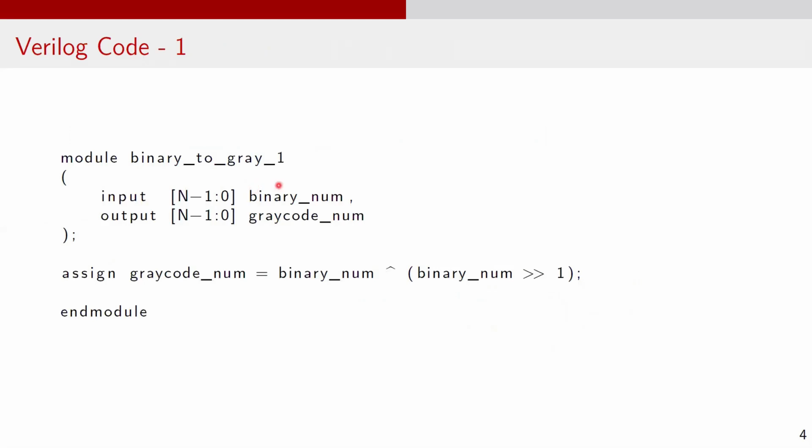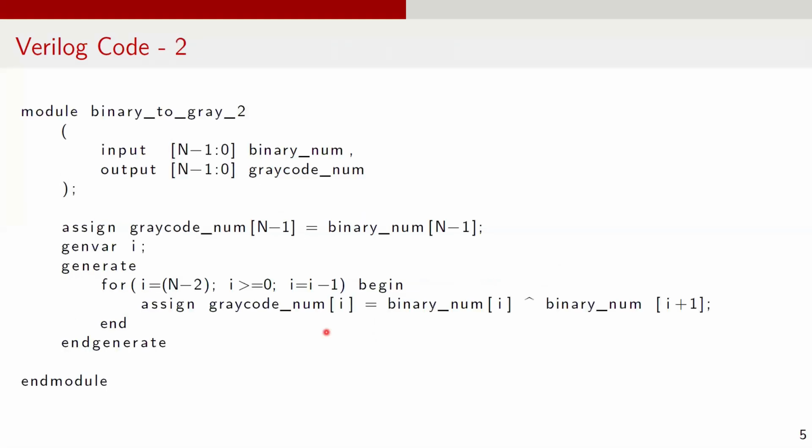Here is the Verilog implementation of the algorithm to compute the gray code for a binary number. So we have a binary number as input and the gray code is the output of this module. We take a binary number, we shift it by one position and we XOR it with the original binary number to obtain the gray code. This slide shows an alternate implementation of the algorithm. The previous implementation uses a shift register and XOR gate, while this implementation uses only XOR gates.